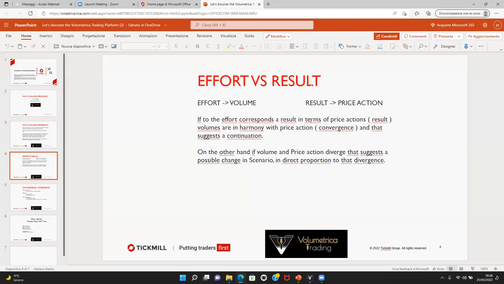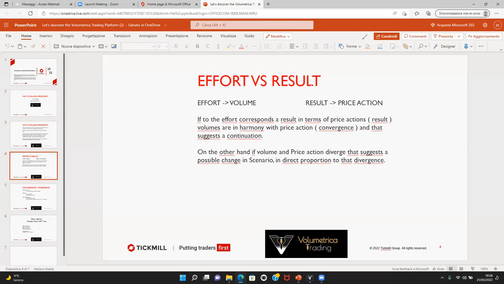Yeah, we always need to consider the relationship between effort and result. Okay, this is a very important concept, which was first said by Richard Wyckoff, in my opinion, one of the most important and a genius, who more than 100 years ago was already able to find out about this relationship between price and volume. What does it mean?